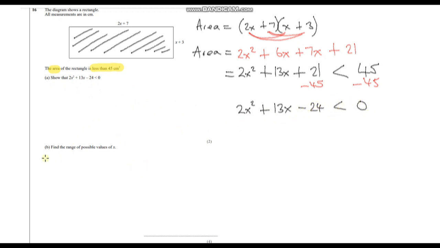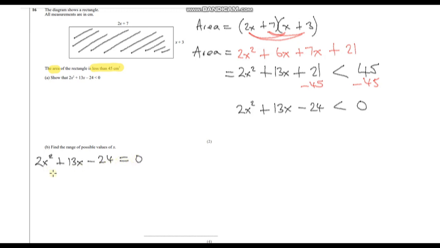Okay, looking at part B, find the range of possible values for x. So what could x be in order to satisfy this inequality? So first of all, let's solve this inequality. And to solve inequalities, I always change the inequality to an equal sign first, and then deal with whether it's greater than or less than afterwards. So I'm just going to copy down the inequality, but I'm going to change the less than sign to an equal sign. So 2x squared plus 13x minus 24 equals 0.